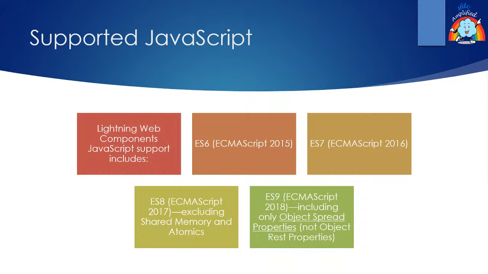When we talk about ES6, all the features in ES6 can be used by LWC. In ES7 also, all the features can be used. When we talk about ES8, that version excludes shared memory and atomics, so these are being excluded. One of the features which is excluded in LWC is this one. Then there is ES9, which came in 2018, and it includes only object spread properties. We are just trying to understand which ECMAScript versions are supported by LWC, so we can use them accordingly.